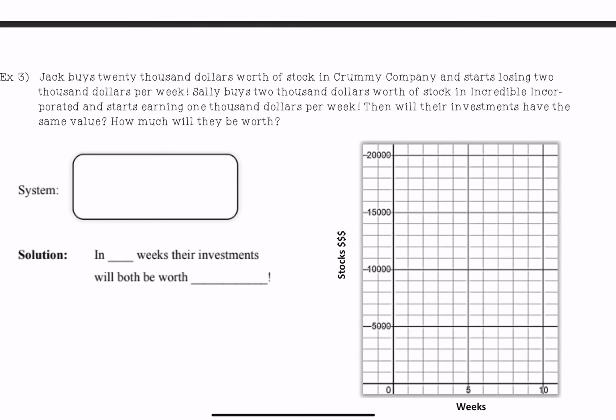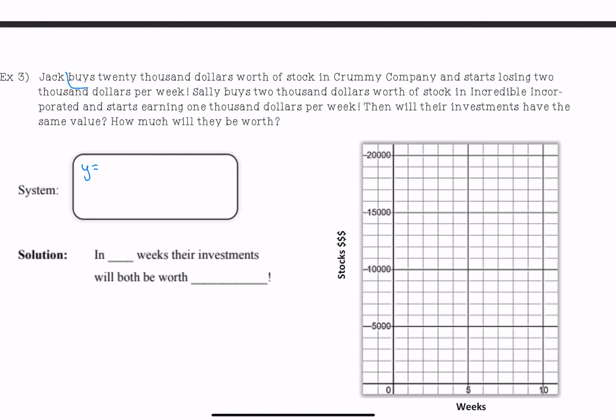All right, next up, we're talking about Jack and Sally. Jack buys $20,000 worth of stock in Crummy Company and starts losing $2,000 per week. Not good. Sally buys $2,000 worth of stock in Incredible Incorporated and starts earning $1,000 per week. That is good. When will their investments have the same value, and how much will they both be worth? So this time we're trying to write it without the table. So let's start with Jack.